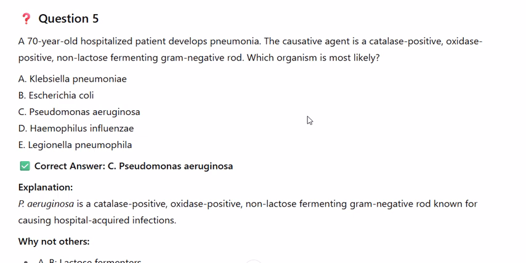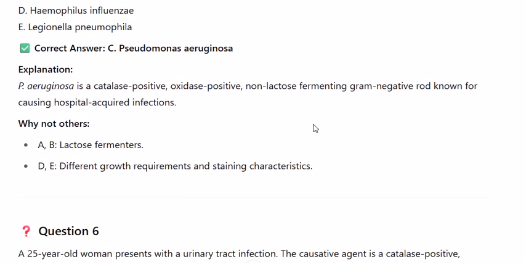Explanation: P. aeruginosa is a catalase-positive, oxidase-positive, non-lactose fermenting gram-negative rod known for causing hospital-acquired infections. Why not others? A, B. Lactose fermenters. D, E. Different growth requirements and staining characteristics.